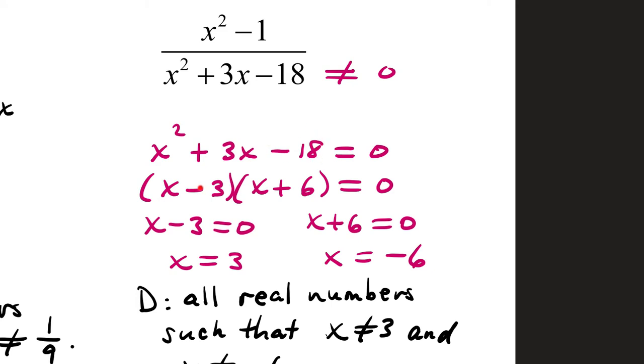The first factor is equal to 0 when x = 3. The second factor is equal to 0 when x = −6. Your domain is all real numbers such that x isn't 3 and isn't −6. Remember, we're taking sort of a backdoor approach. We find out what makes the denominator 0, and we just don't use those.